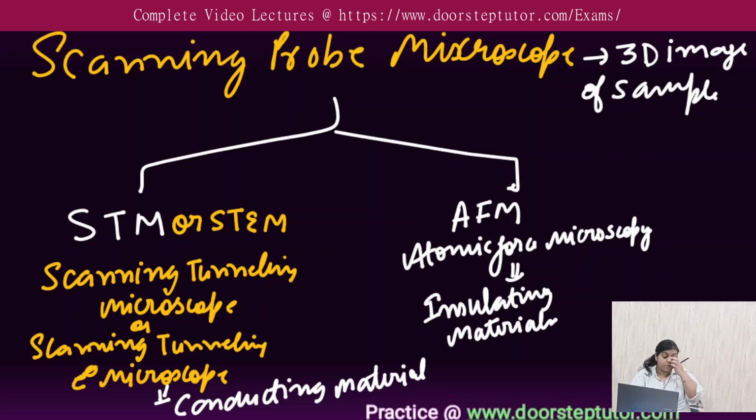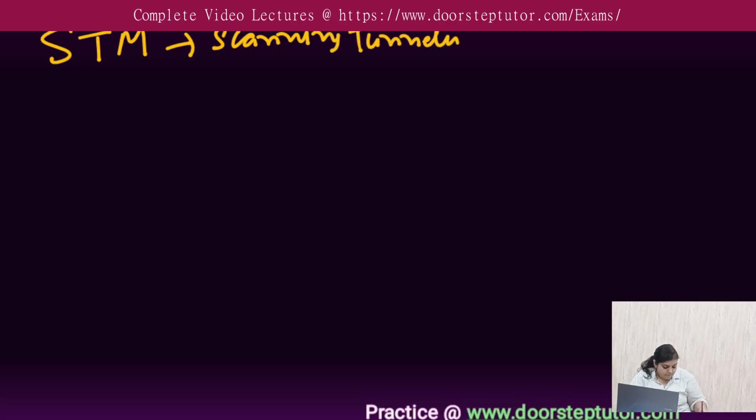So these are two of the scanning probe microscopes. One by one we will look at these two, see how they function, and how you can get the 3D image structure of your sample. Firstly, we are going to look at the STM, my scanning tunneling microscope.